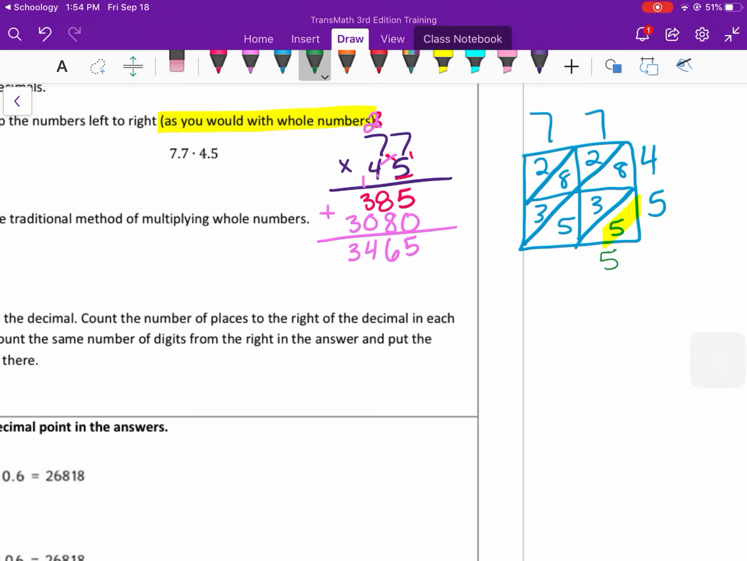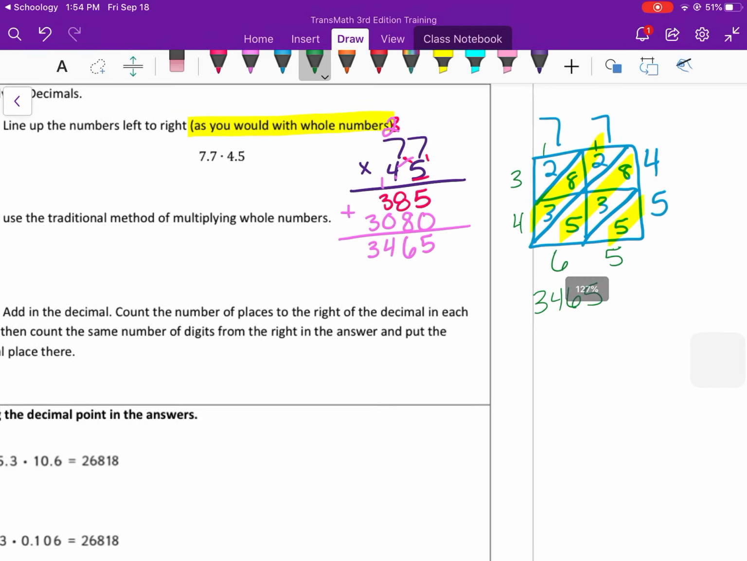So here we would get 5. And then this diagonal, 8 plus 3 is 11. Plus 5 more is 16. We have to carry the 1 to the next column. Adding that diagonal: 8, 9, 10, 11, plus 3 more, is 14, carry the 1, 2 plus 1 is 3. So we would get the same answer there.